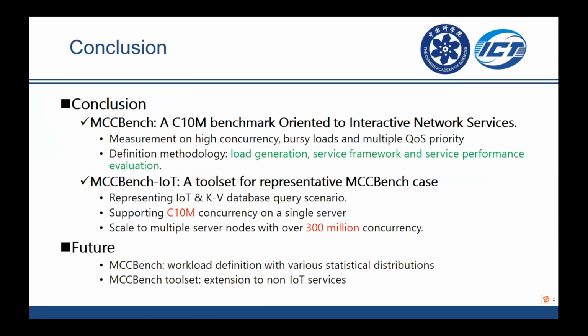In conclusion, we have presented MCCBench as the C10M benchmark for interactive network services. It provides a definition methodology in load generation, service framework, and performance evaluation. A toolset, MCCBench IoT, is developed for implementation and case study. It represents the IoT scenario and supports C10M concurrency. It can scale to a cluster with over 300 million concurrency.